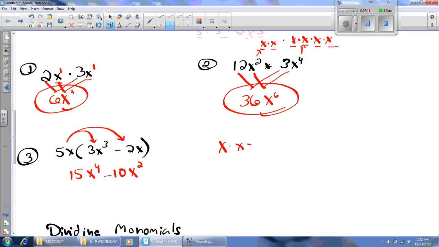X times x equals x squared. X times x equals x squared. Do whatever it takes for you to be successful.